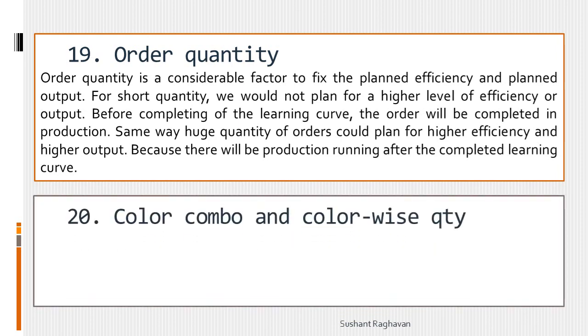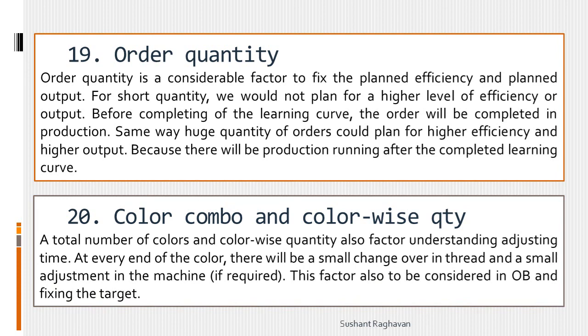Color combo and color-wise quantity. The total number of colors and color-wise quantity are also factors in understanding adjusting time. At every end of a color, there will be a small changeover in thread and a small adjustment in the machine if required. This factor is also to be considered in the OB and in fixing the target.